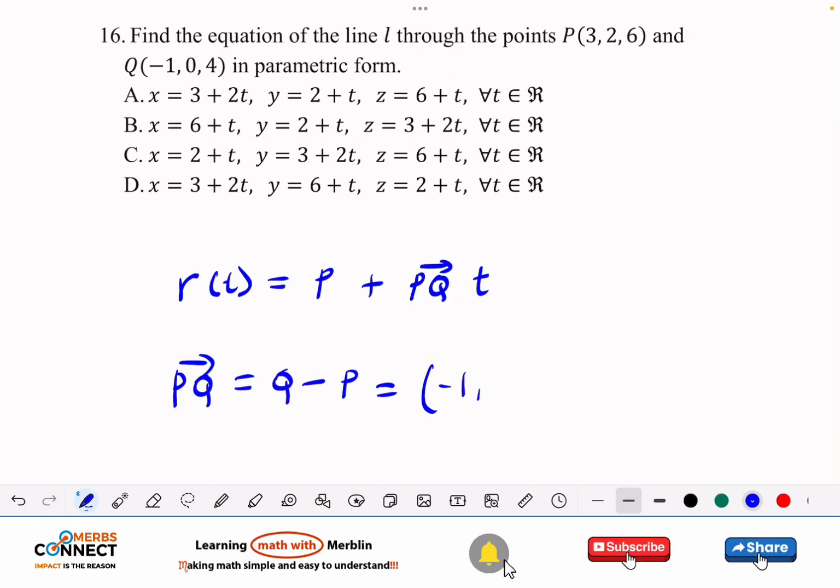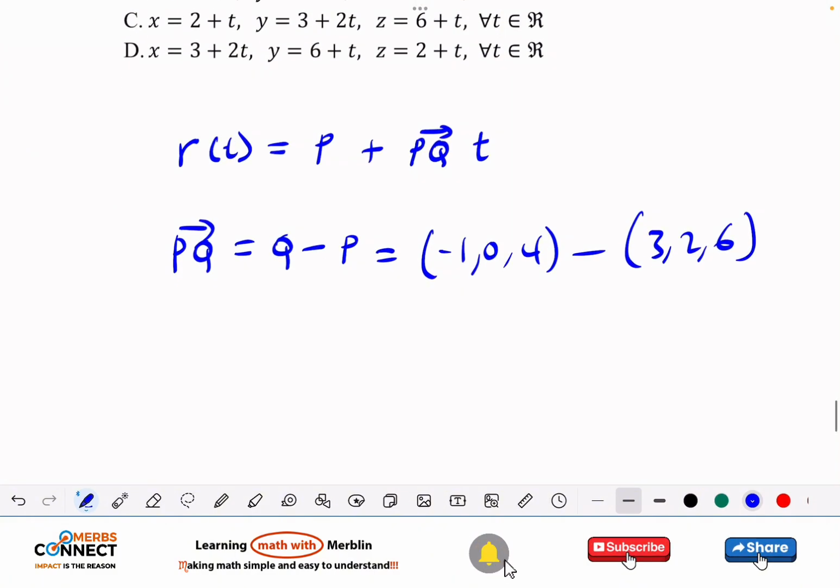So Q is minus 1, 0, 4 minus P, which is 3, 2, 6. Subtract: minus 4, minus 2, minus 2. So this is what you are going to get.